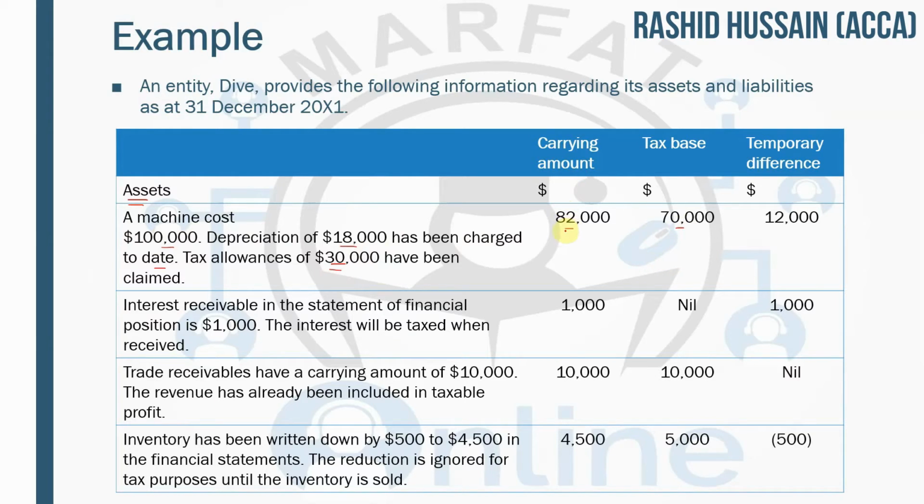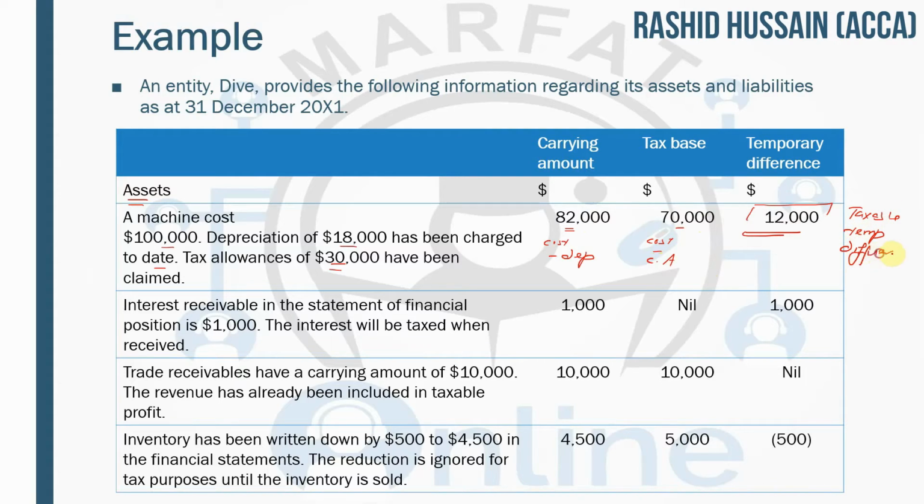So the carrying amount is 82,000, that is cost minus depreciation. And here 70,000 is cost minus capital allowance. So you see the carrying value is more than the tax base. This will create a temporary difference of 12,000. This is known as the taxable temporary difference.